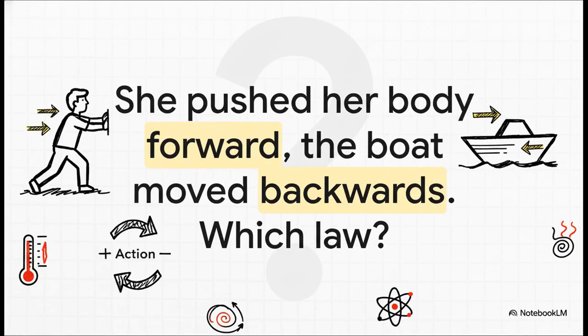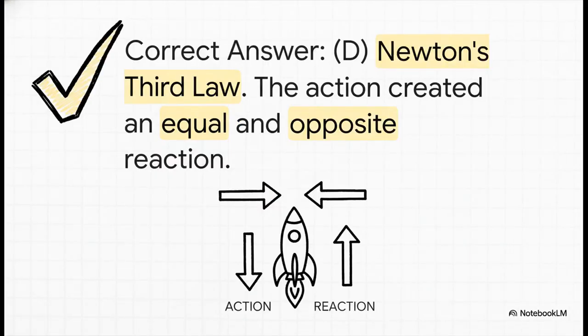Let's try one more. This is a classic application question. So think about what's happening. You have an action, Sarah pushing forward, and then you have a reaction, the boat moving. Which one of Newton's laws does that sound like? And the answer is D, Newton's third law. Her pushing forward is the action. The boat moving backward is the equal and opposite reaction. It's a perfect, real-world example of that law in action.